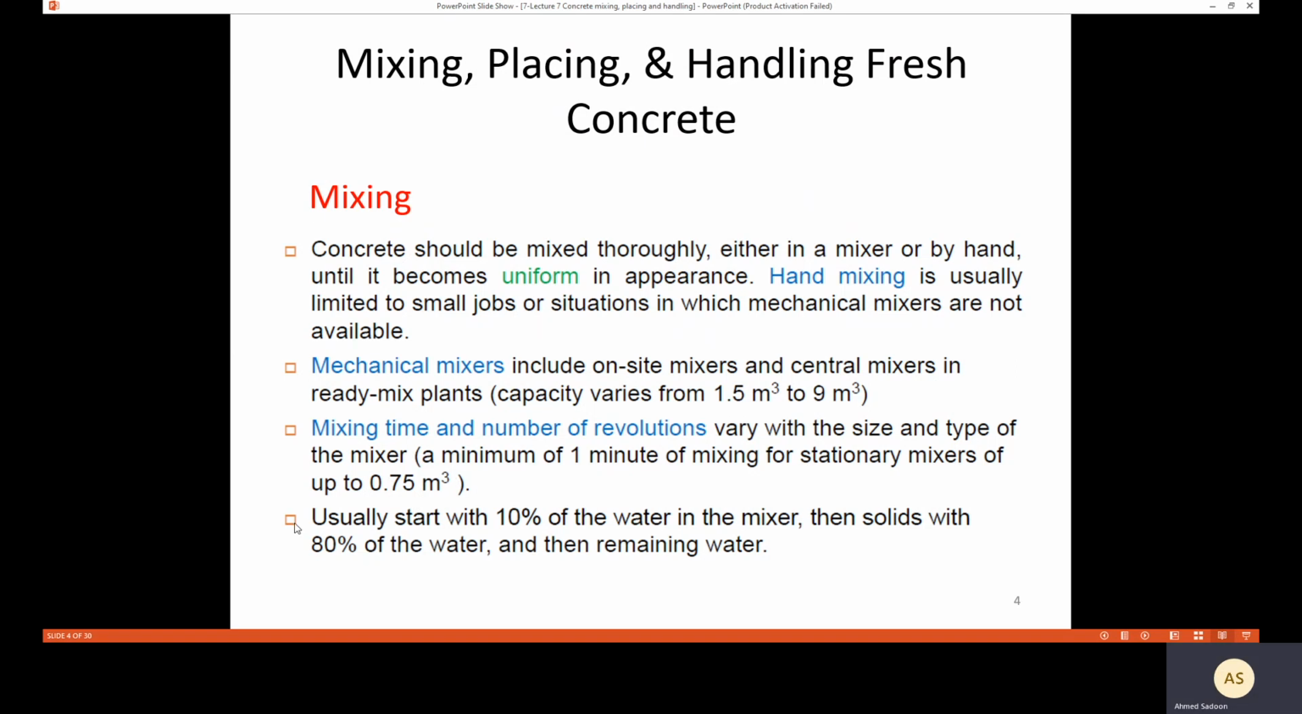During the mixing, we are not going to put all the water, but we are going to start with 10% of the water in the mixer. Then we are going to put all the solids. Then with the solids, we are going to put 80% of the water. Finally, we are going to put the remaining water. So we are not going to put all the water together. This process is going to help me to get a uniform appearance of the concrete.